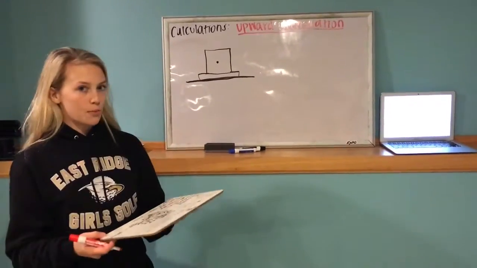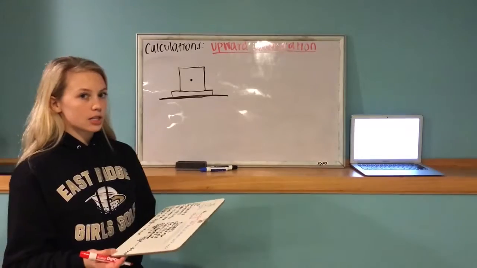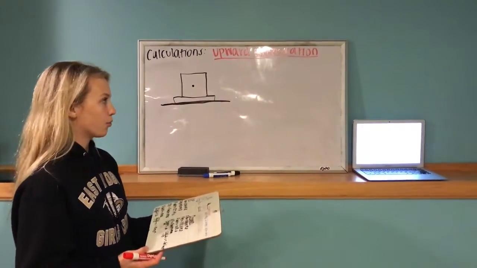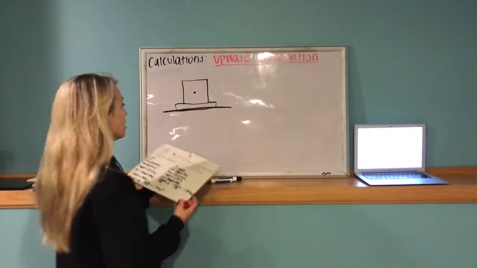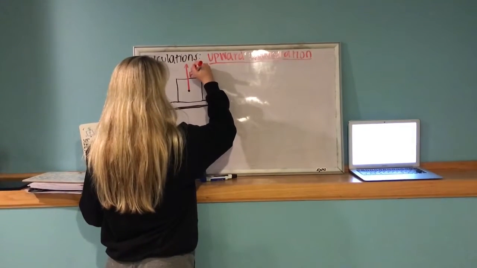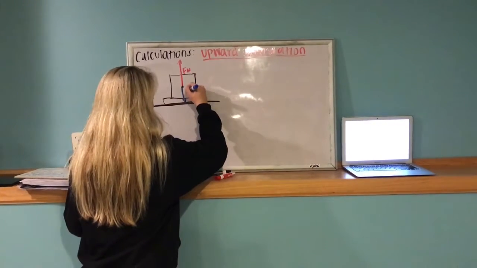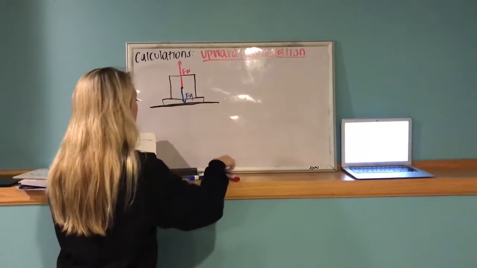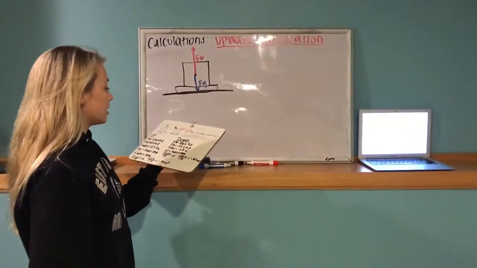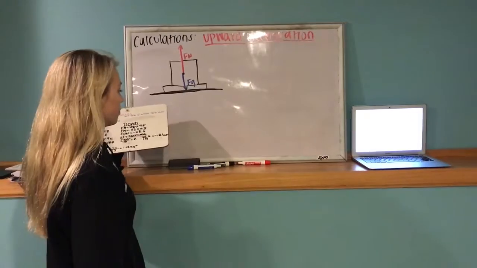First, we're going to start with making a free body diagram. We know that when the elevator is accelerating upwards, Fn grows, so Fn is going to be greater than the gravity pulling it down. So we'll illustrate that right here. We'll have Fg there. And using Fn and Fg, we're going to find the net force that both of these are creating.